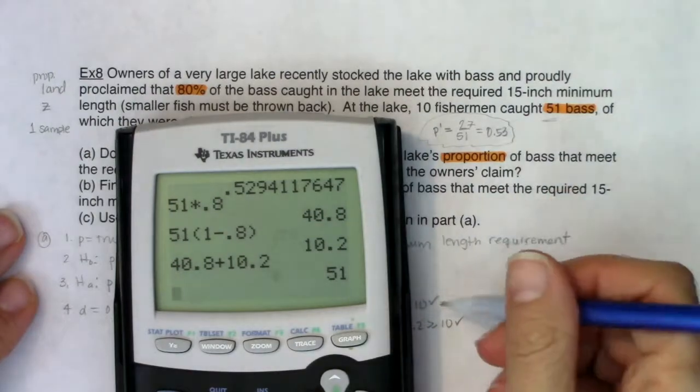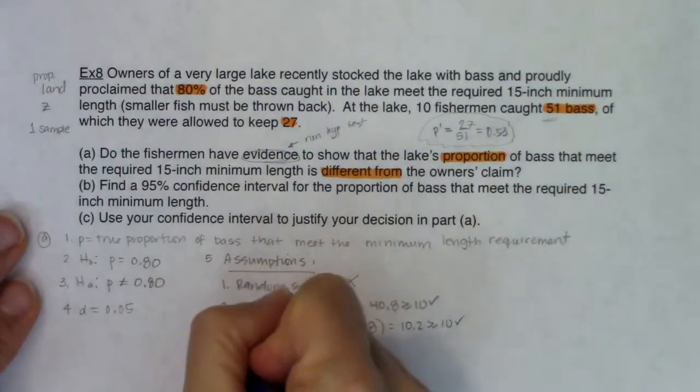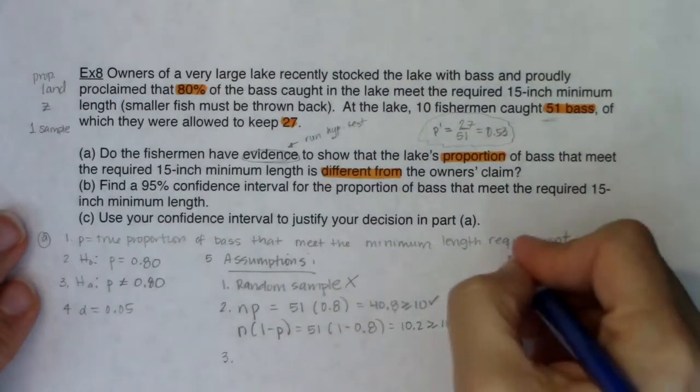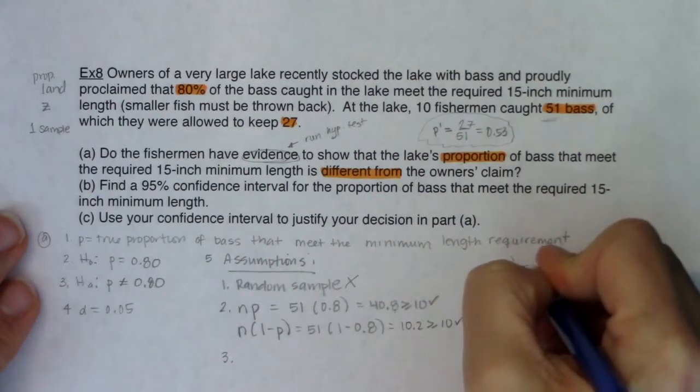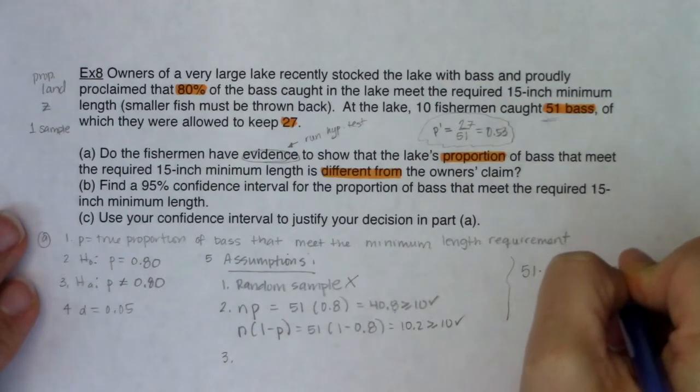It should, right? Successes, failures. And that should always total out to your sample size. All right, now we need sample size small relative to my population. So let me go ahead, I'm just gonna do this off to the side here. If I take 51 and I multiply it by 10, I'm looking at 510 bass.